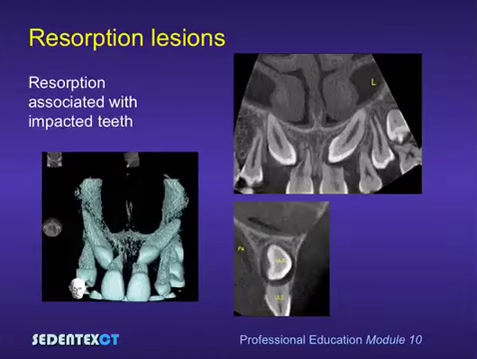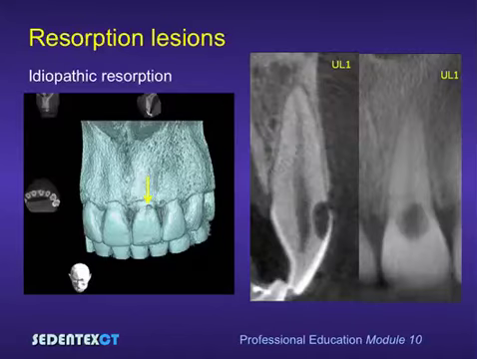Here we see another form of resorption, in this case associated with some impacted teeth, 2 impacted canines in fact. And we can see the resorption of the central incisor roots, which is quite severe, in association with the follicle of each of the impacted teeth.